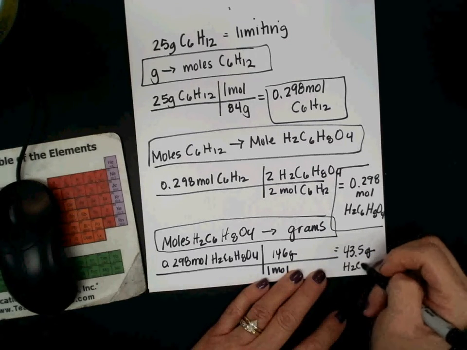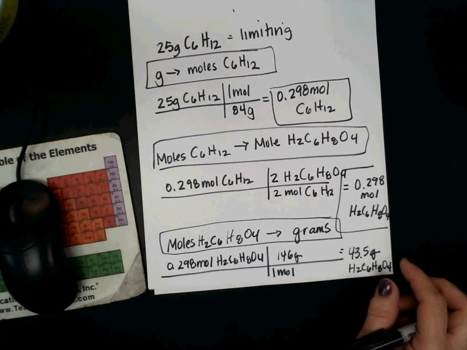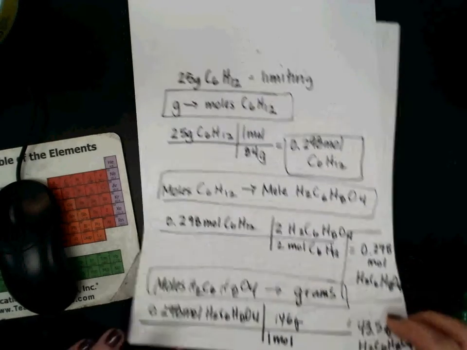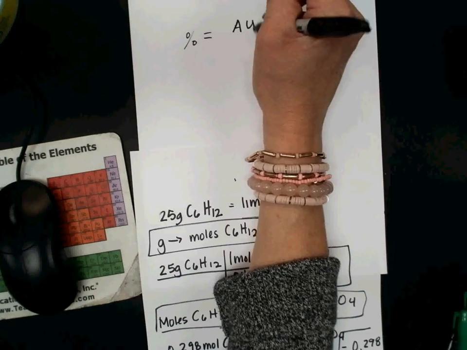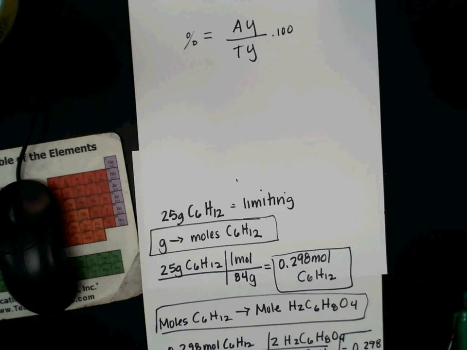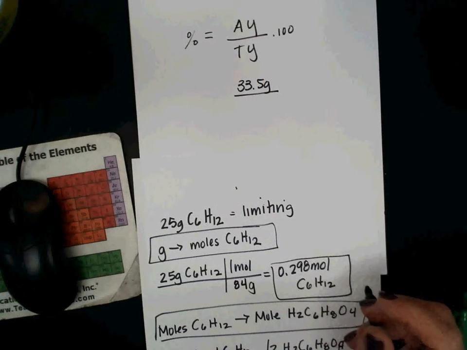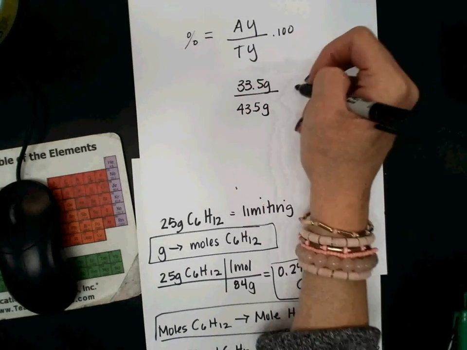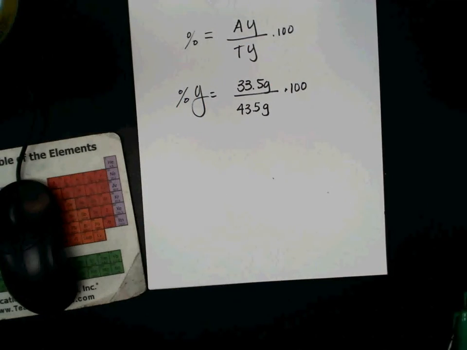Now, that tells me what I should have gotten. Is that what I got? No. Where do I find what I actually got as my yield? From the problem, right? In letter B, it tells you. So now we're going to use our percent yield equals actual yield over theoretical yield times 100. Within the problem, I told you that you obtained 33.5 grams. So that would be your actual yield. And we calculated and found that we should obtain, I forget, 43.5. Now we multiply that by 100. I'll let you do that.